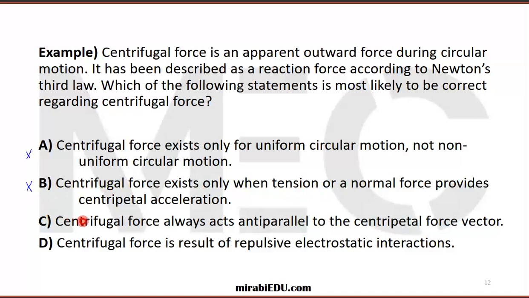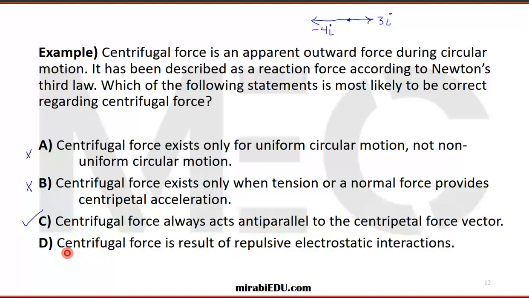Centrifugal force always acts anti-parallel to the centripetal force vector. Anti-parallel means collinear and in the opposite direction. For example, if you have a vector 3i, the vector negative 4i is anti-parallel to it. They are collinear, but in the opposite direction. So this statement is correct because centrifugal force always acts anti-parallel to the centripetal force.